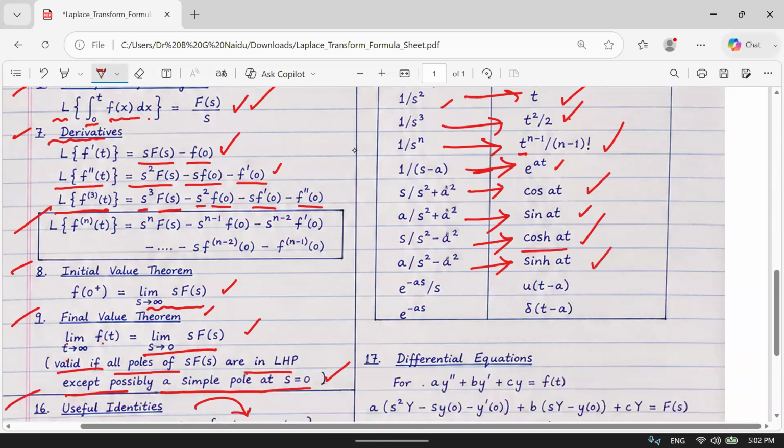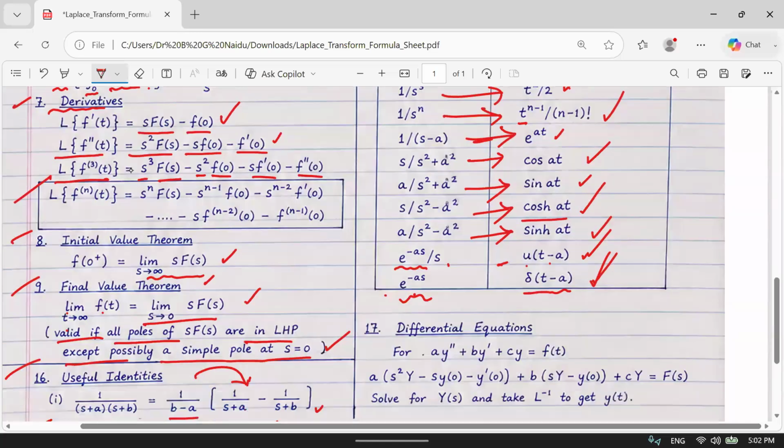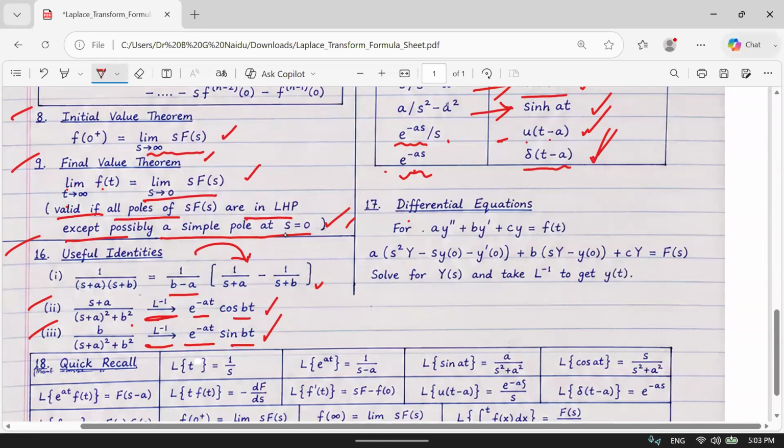Okay. Similarly, the inverse Laplace transform of e to the power minus as by s is u(t minus a), the unit step function. If it is e to the power minus as, the inverse Laplace transform is nothing but the Dirac delta function. And then there are differential equations like this.